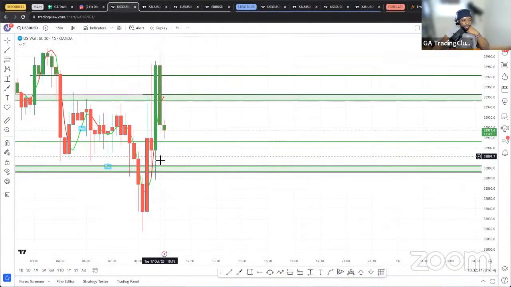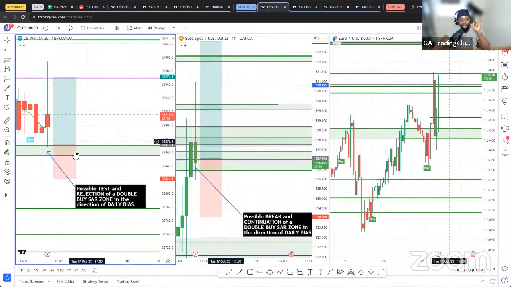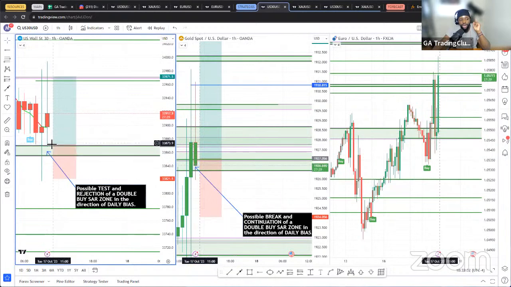If we go to the 15-minute time frame, what's the zone? What's the double SAR zone? 33,885, 33,876. So the more US 30 is coming to this zone, I know the more it's validating my entry on the 1 hour time frame.